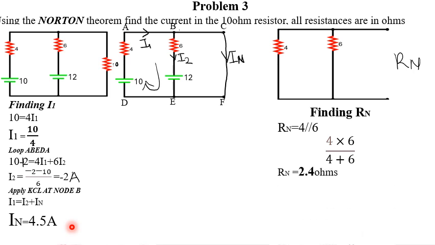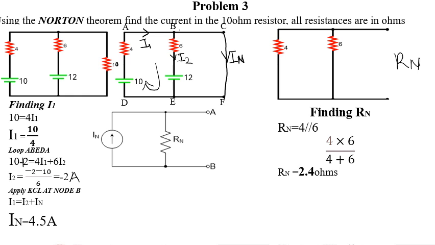Now we've found our IN and our RN. What do we do next? We simply find our total. We draw our Norton's equivalent circuit and calculate the current. So this is our Norton's equivalent circuit. I bring our 10 ohm here, and this is the current through it. So here was 2.4 ohms and here was 4.5 amps.